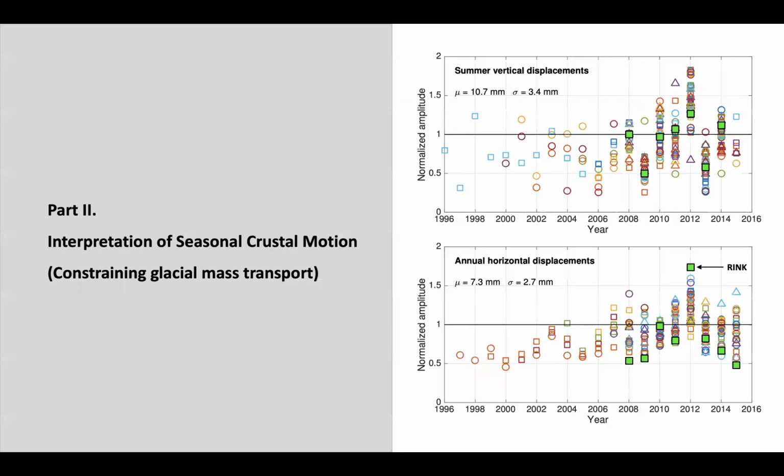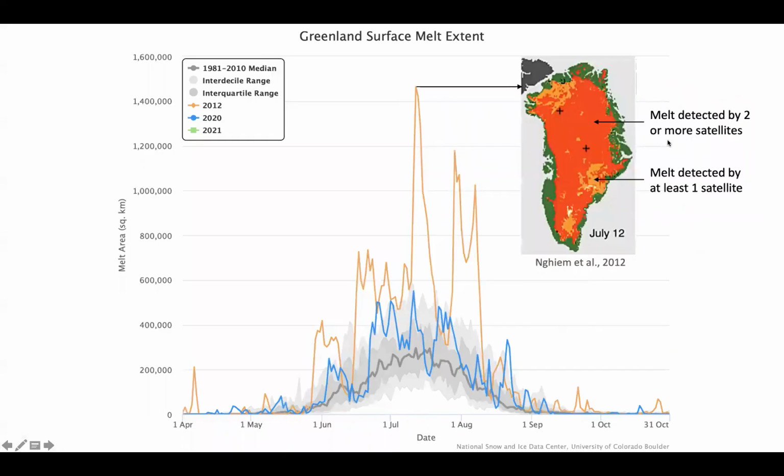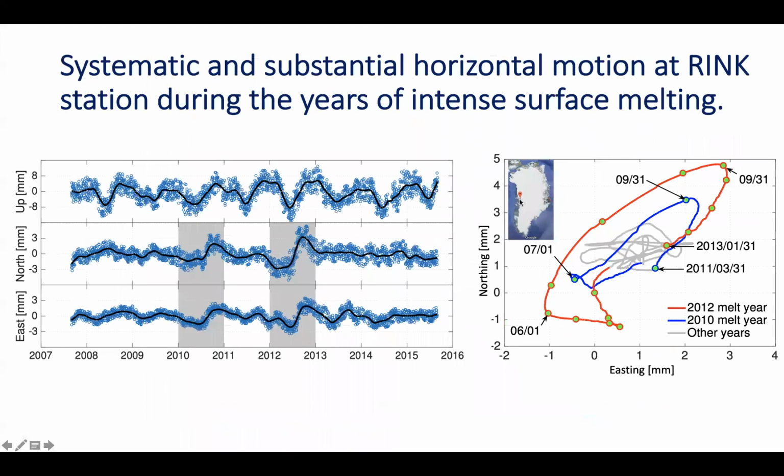In fact, if we go back to the data, we can see the melting was so intense that it has its geodetic imprint in the zenith data. And this is really what is reflected in here. It just so happened that for a particular station called Rink, we saw a really interesting, intriguing feature, especially in the horizontal components. Here you can see all 3 components of the time series.